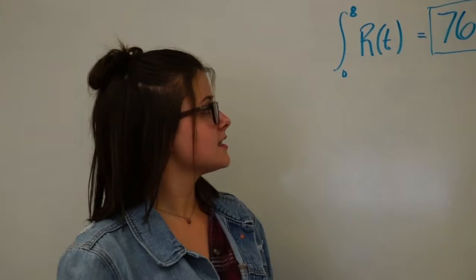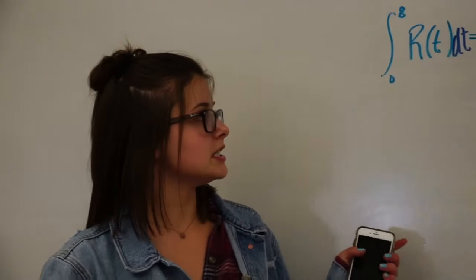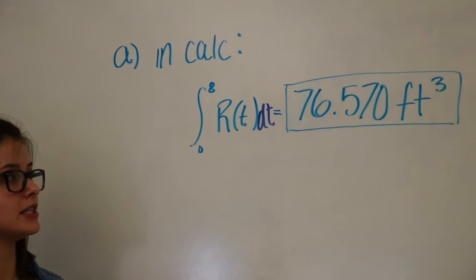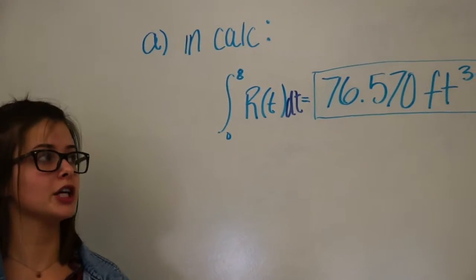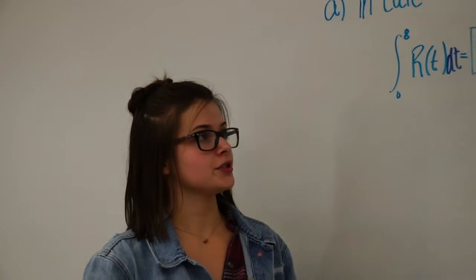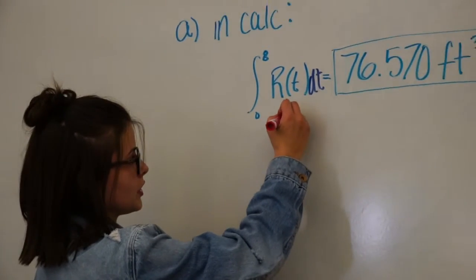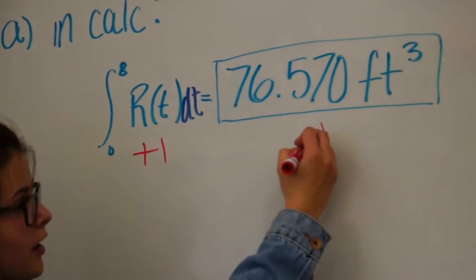Mr. Calculus uses a similar method to solve this problem. He said that the integral of r of t dt equals 76.70 cubic feet over the 8-hour time interval. Students made a mistake in this question by using 30 in the integrand or adding it to the integral, or they used r of t minus d of t as the integrand. You get 1 point for the integrand and 1 point for the answer.